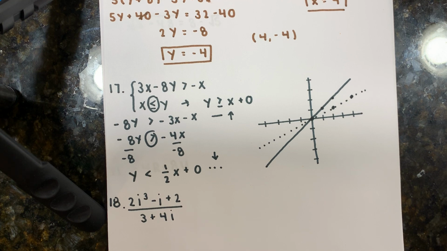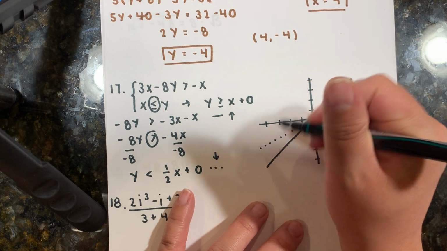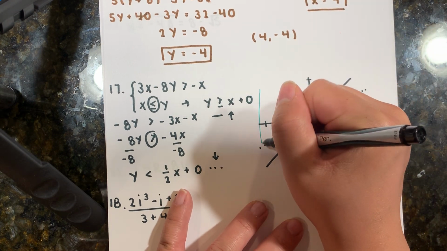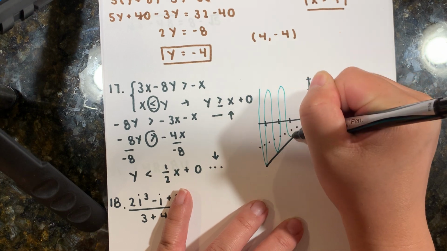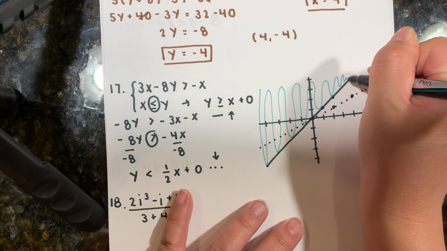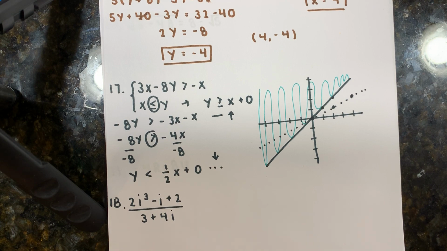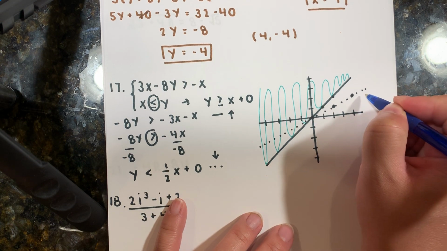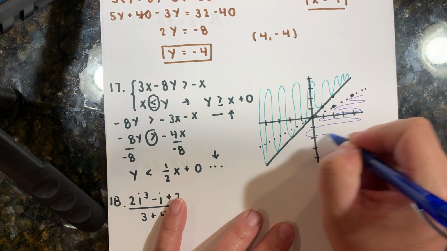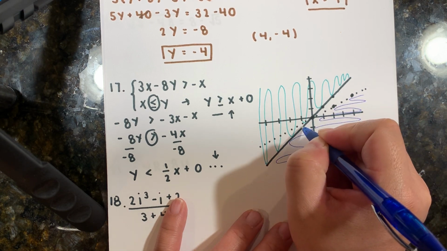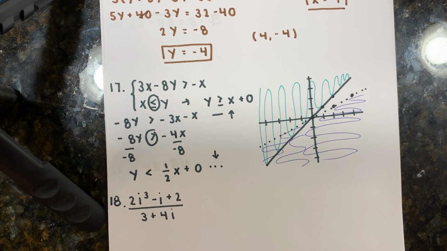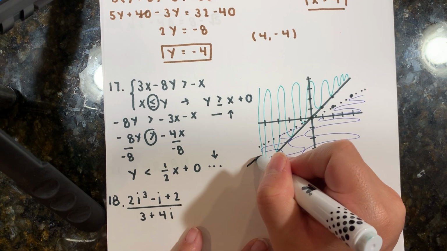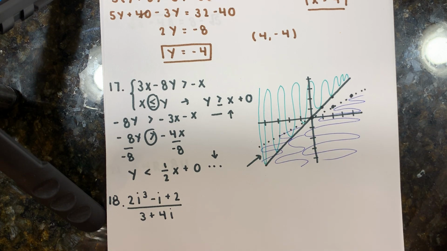Okay, and now we're going to do our shading. So we're going to do above the dotted line. No, above the solid line. So it would be everything above here. Shade everything above. And then we're going to shade everything below my dotted line. So my answer is going to be this section right here, the section below the dotted line, but above the solid line.